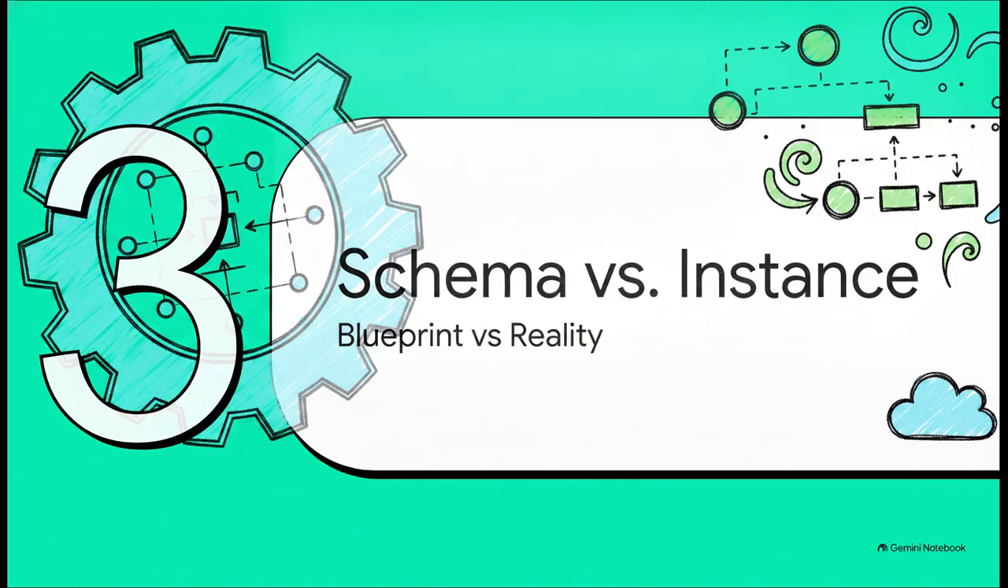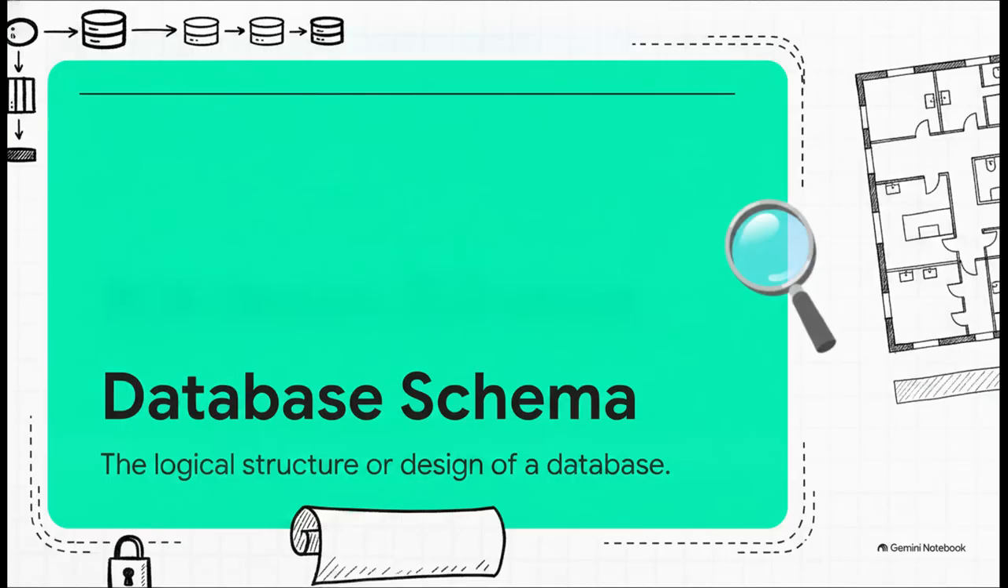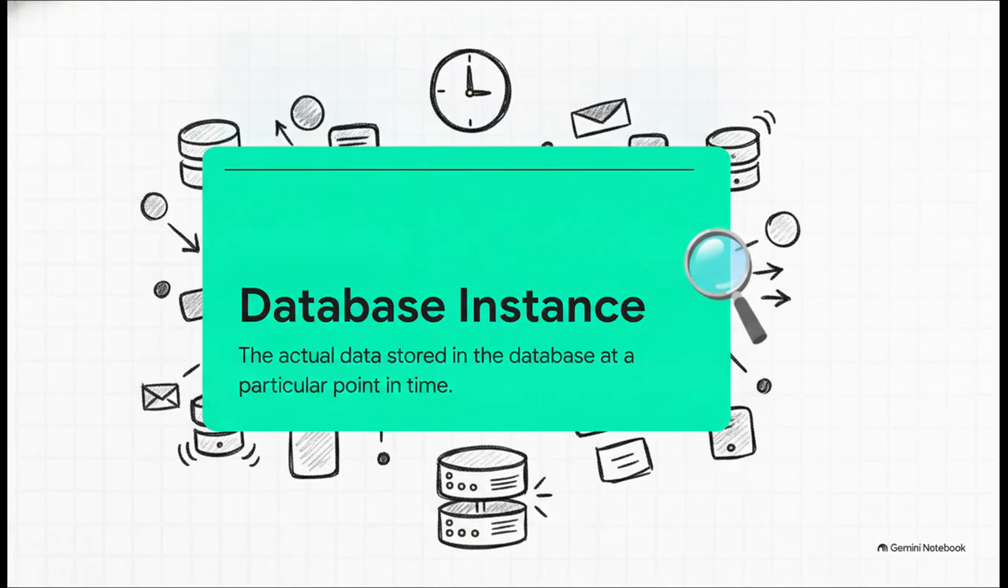Let's shift gears a bit for section 3, schema versus instance. To really understand how a database works in the wild, we first have to look at the database schema. This is the logical structure or the design of the database. Going back to our building analogy from earlier, the schema is the unchanging floor plan. It dictates exactly where the rooms and hallways are, but it tells you absolutely nothing about who is actually walking through those rooms today. By contrast, the database instance is exactly who is in those rooms right now.